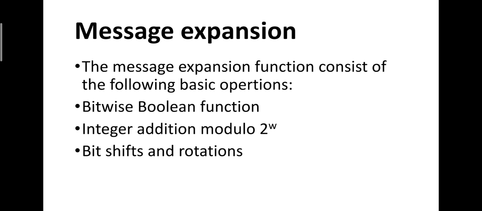The message expansion ensures that each message block is used more than once during one iteration of the compression function. The message expansion function consists of the following basic operations: a bitwise boolean function, integer addition modulo 2, bit shifts and rotations. There are two different types of message expansions, the round-wise permutation and the recursive message expansion.